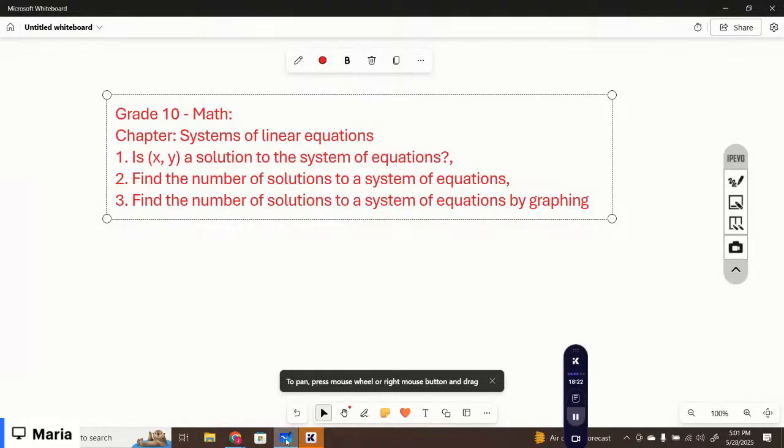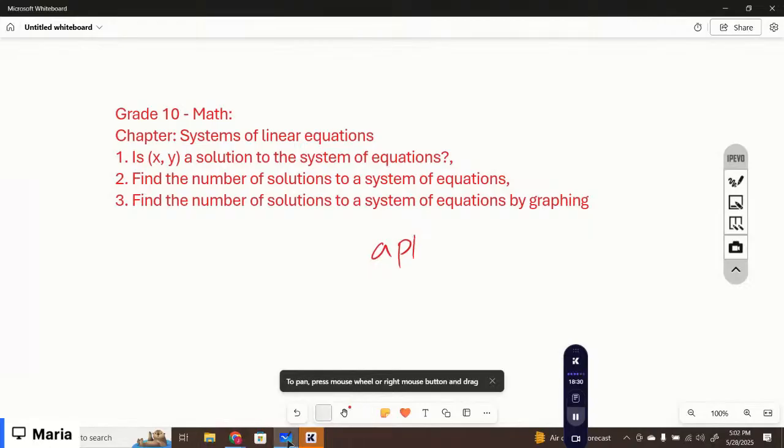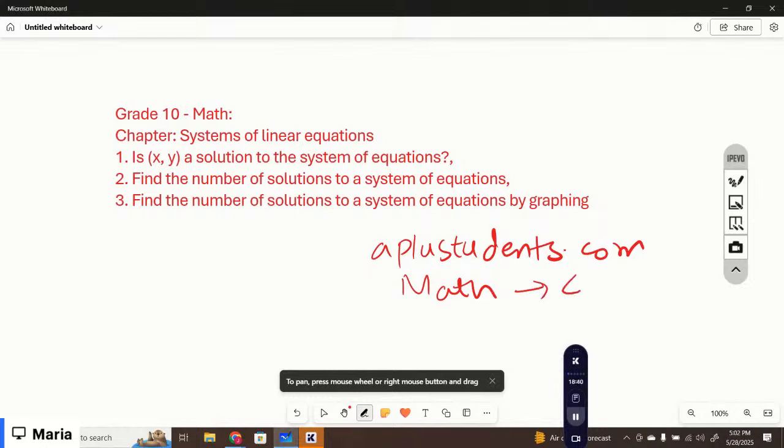You can find the lessons on students.com. You have to log in there using your email address and password as provided by the administrator. Then you have to select math from the subject tab, scroll down to the 10 math, and then click on view for lessons. Here you can find the list of chapters.